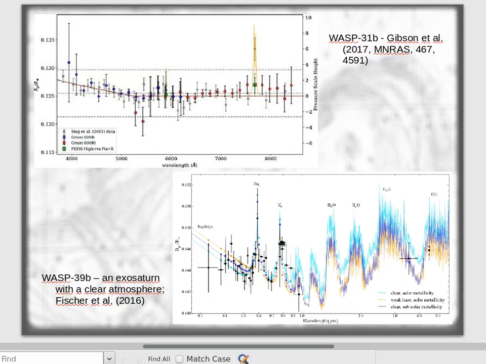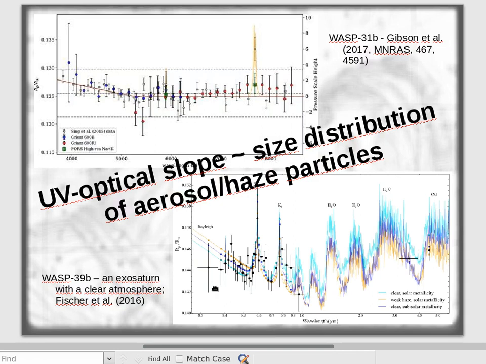In the context of BlueMUSE, what is the most interesting is the ultraviolet, UV, part of the spectra. We see a slope, and that slope has to do with the scattering from various particles, aerosol or haze, in the atmosphere of the planet. If we measure this slope, we can constrain the size distribution of these particles.